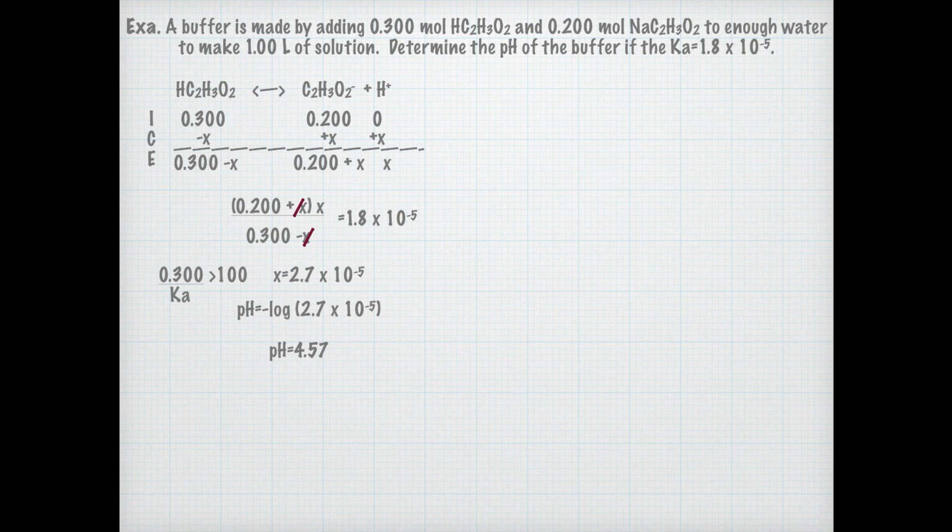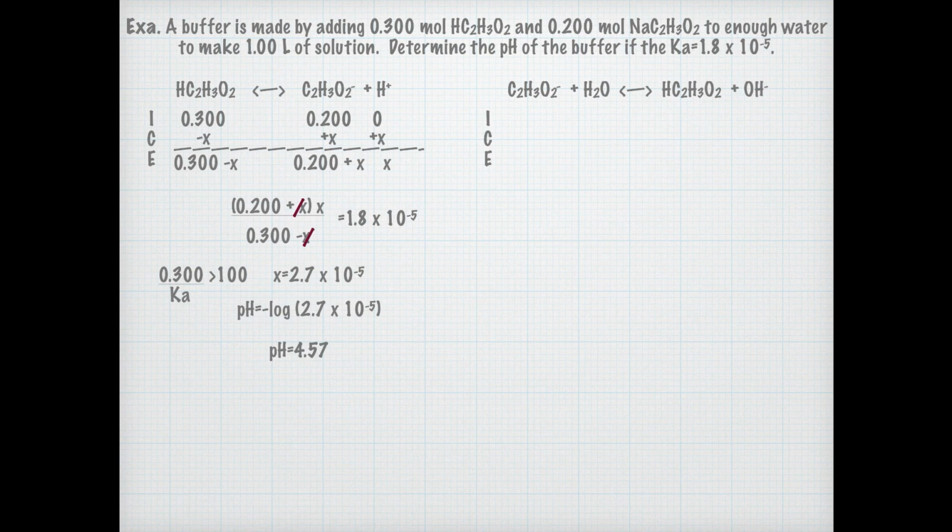Awesome, fair enough. What if instead I didn't think about doing an acid dissociation? What if I just saw NaC2H3O2 and thought, that's a weak base? Well, don't worry, I can do that as well and get the same answer. So I've got my weak base, C2H3O2 minus. It's going to react with water for a base dissociation. It's going to produce acetic acid and hydroxide.